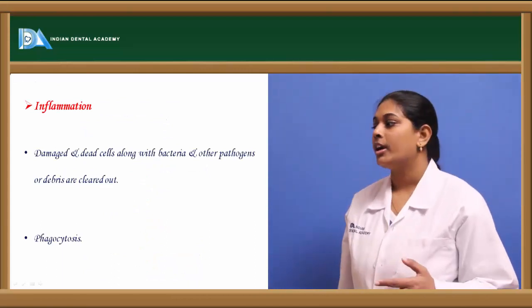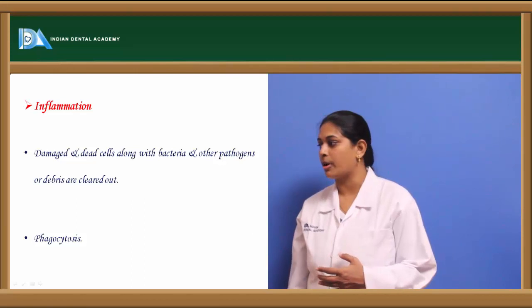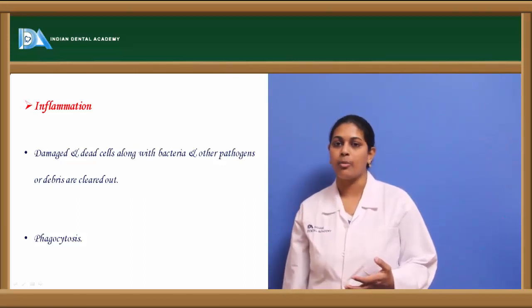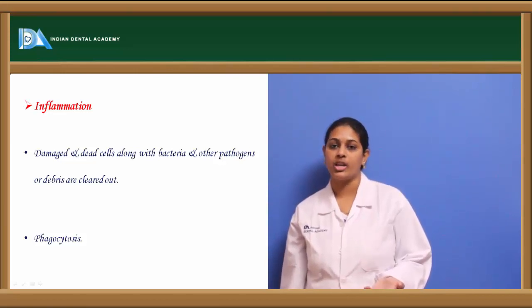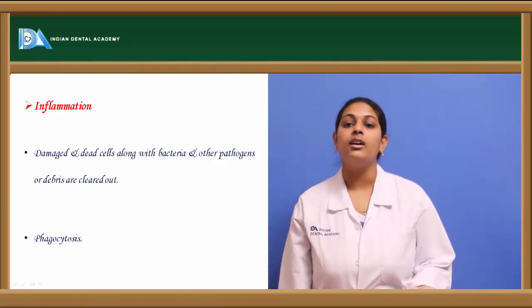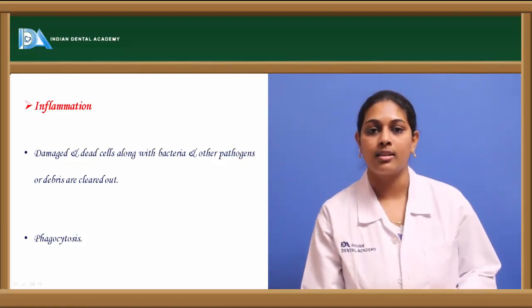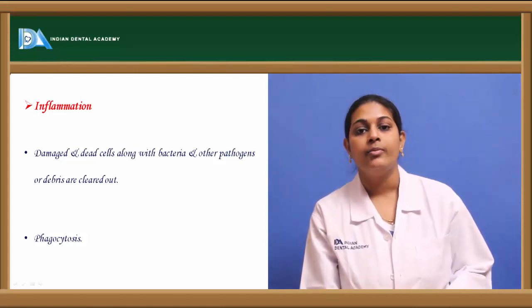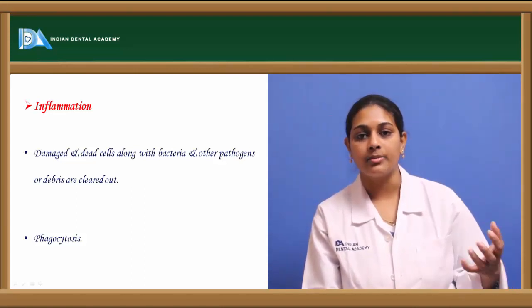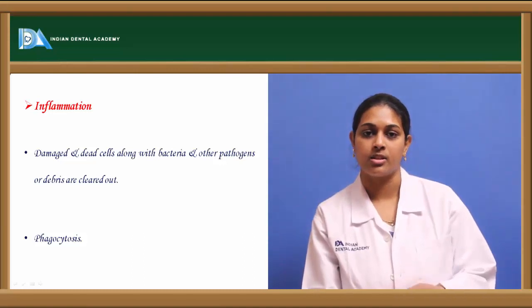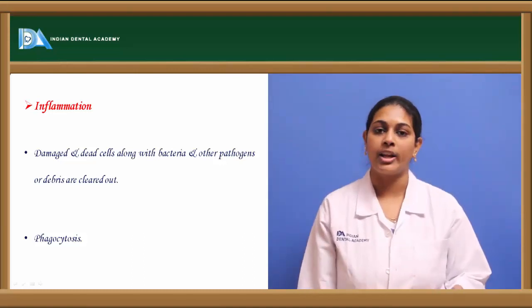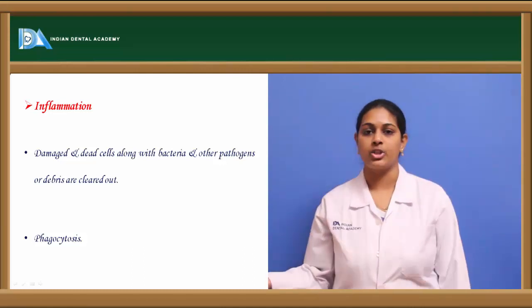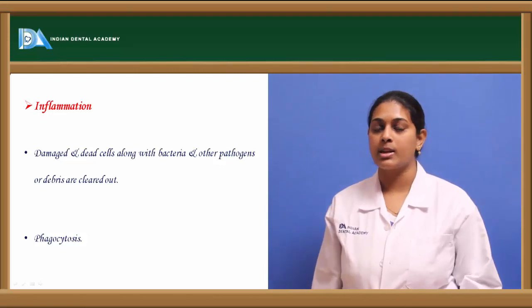Coming to inflammation. Inflammation is where the damaged and dead cells, along with bacteria and other pathogens or debris which are harmful to our body, are removed by a process known as phagocytosis. Phagocytosis is a form of cell eating. That is, the phagocytes are the cells which engulf the debris, the unwanted waste or the bacteria, take them up from our body and ingest, that is, digest them, such that our body is freed from these harmful substances. This is the process of inflammation, which is a biological protective mechanism for our body.